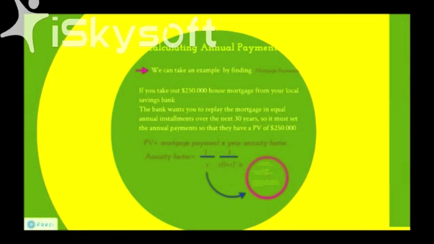Second, calculating annual payments. We can take an example by finding a mortgage payment. If you take out a $250,000 house mortgage from your local savings bank, and the bank wants you to repay the mortgage in equal annual installments over the next 30 years, we must set the annual payment so that it has a present value of $250,000. The formula of the present value is mortgage payment times the annuity factor, and the formula of the annuity factor is 1 divided by the interest rate, less 1 divided by the interest rate times (1 plus r) to the power of n.